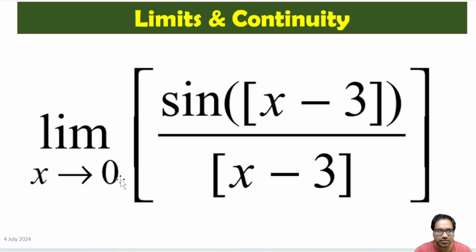We have the limit as x tends to 0 of the greatest integer function of sine of the greatest integer function of x minus 3, divided by the greatest integer function of x minus 3. Basically, we have three greatest integer functions here: this one, and this one, and this is x minus 3.